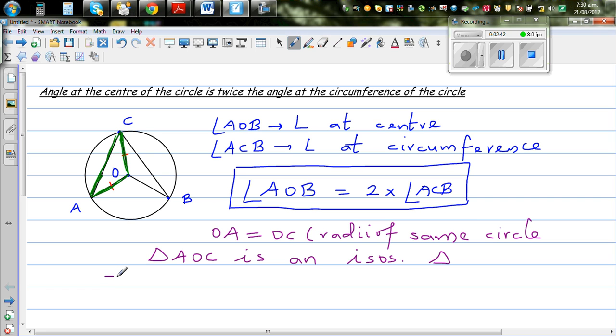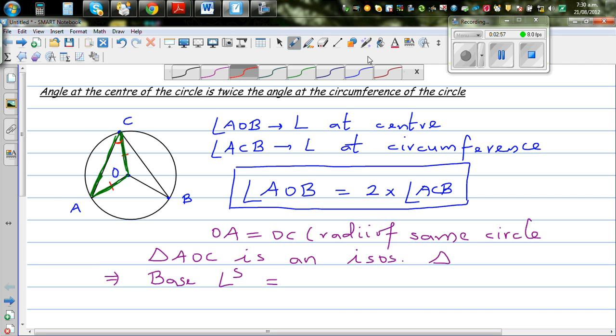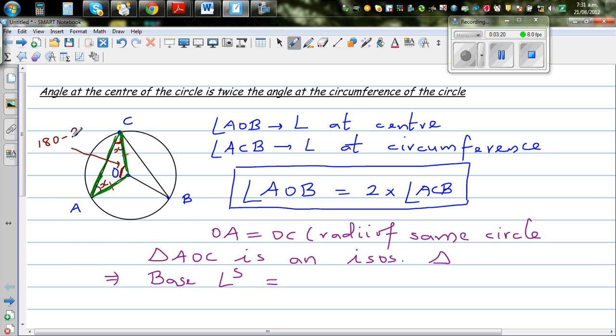Which implies that base angles are equal. So if this angle is x, I can say this angle is also x. Now if this is x and this is x, the sum of three angles of a triangle adds to 180, so this angle, angle AOC, would be 180 minus 2x.